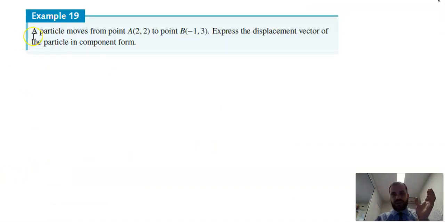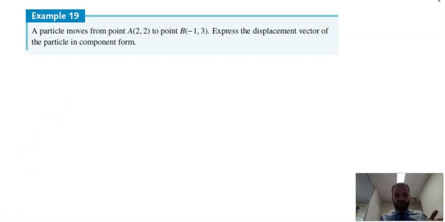Jumping into an example here, we have a particle that's moving from point A, (2, 2), to point B, (-1, 3). Now, you might get asked to find the scalar quantity. You might get asked, how far did this person travel, or this particle travel? But you might also get asked to find the vector quantity, that is, how far and in what direction. Now, in this case, it says express the displacement vector of the particle in component form. And you might be saying, well, component form doesn't tell me a direction, but it is a vector quantity. It is capable of telling you the direction, and it's capable of telling you the distance.